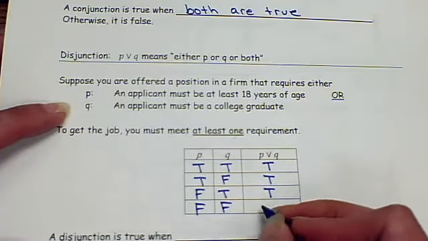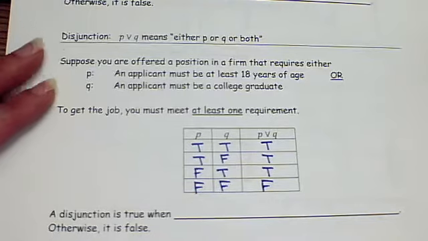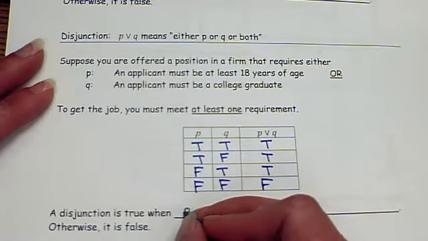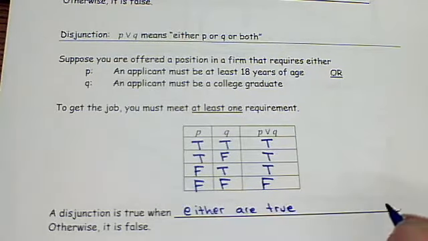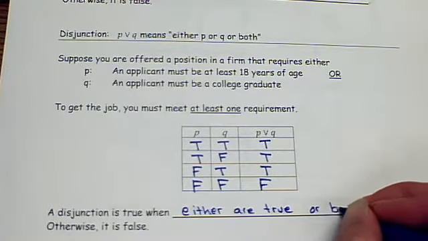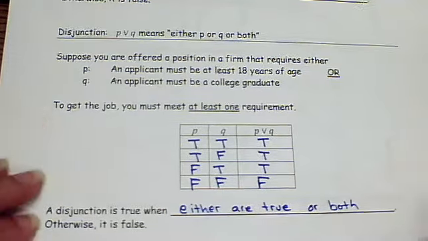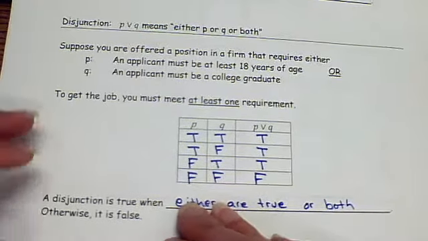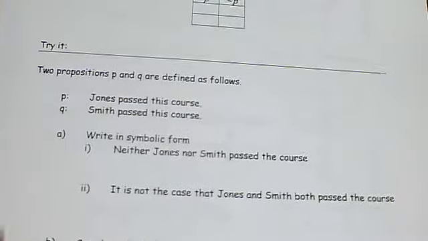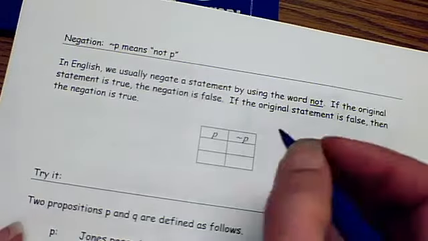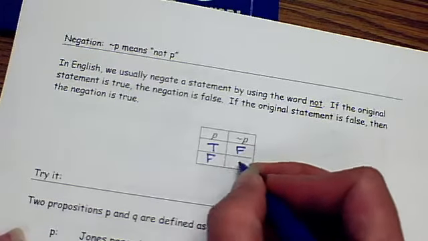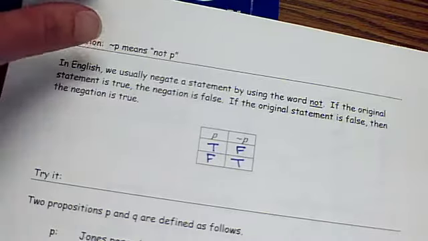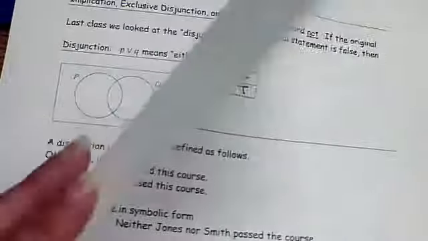But what about false, false? It's going to be false. So a disjunction is true when either are true, or both. Okay. Now, let's look at a truth table for a negation. This one's really easy. The original's true, then not P would be false. The original's false, not P is going to be true. So there's a little try it that I want you to go through on here.